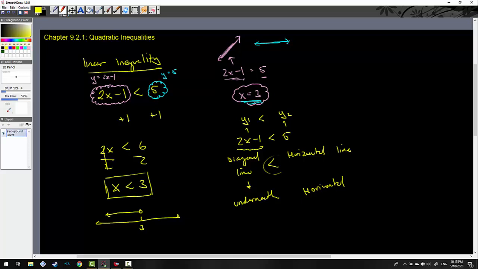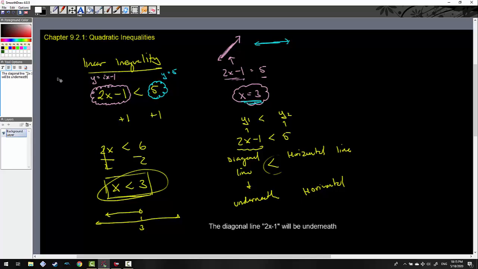My diagonal will be underneath my horizontal as long as x is less than 3. So let's go and type that out, that way we know what we're saying here. Remember, the significance of the value of x being less than 3 is that the diagonal line, 2x minus 1, will be underneath the horizontal line of 5 as long as x is less than 3. That's what this statement is saying.